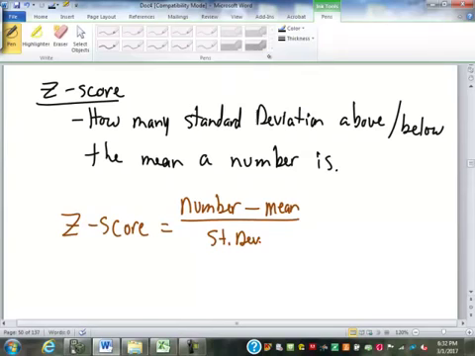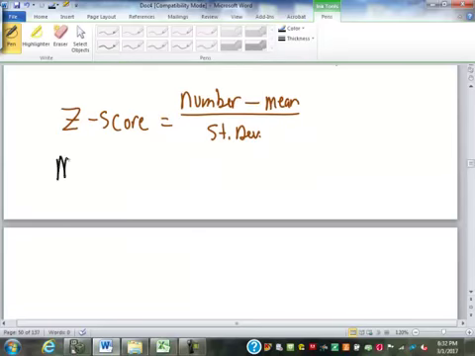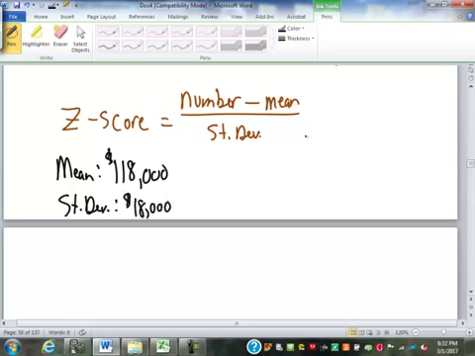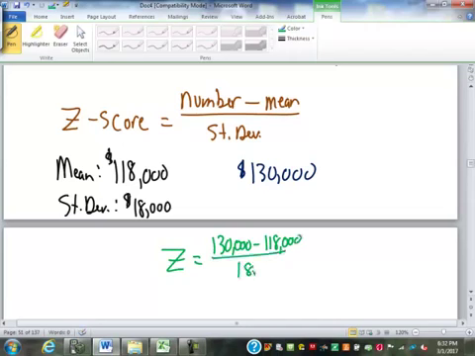So up above there, we said we had that $130,000 house. Well, we had a mean of 118,000, a standard deviation of 18,000. That $130,000 house would have a z-score of 130,000 minus the mean of 118,000 divided by the standard deviation of 18,000.